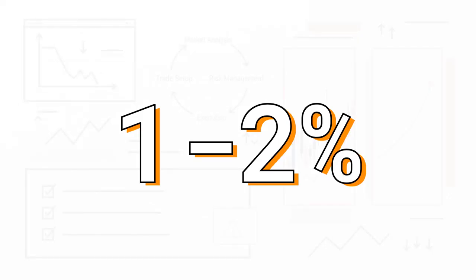Rule number 1. The absolute foundation of your defense. Position sizing. The sources all agree on this. You should never ever risk more than 1 to 2% of your entire account on a single trade. Think of this as your number one shield against a devastating loss.